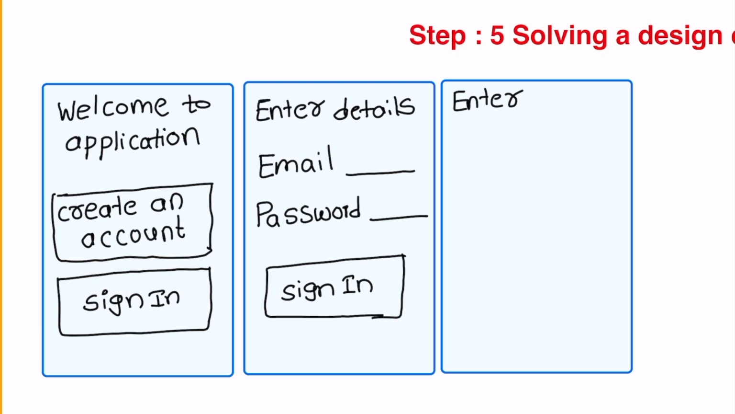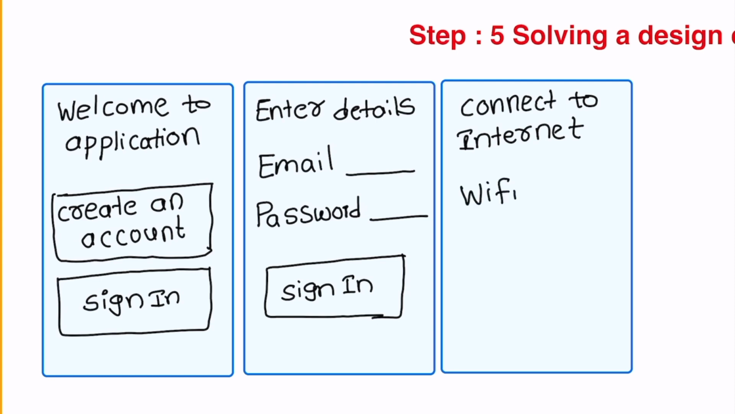Along with that, we are operating this remote on a TV and sound system. So to connect all systems together, we have to add Wi-Fi to the application. So now I am going to design another screen, which is the connect to the internet page. In this screen, I am going to add Wi-Fi as well as password details.